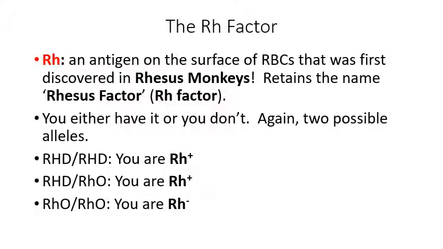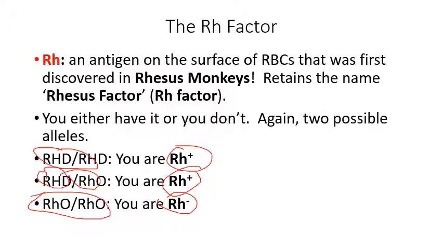If you have two of the dominant allele, then you'll be Rh positive. If you have one copy of the Rh plus and one copy of the Rh minus allele, you'll still be Rh positive. It's sort of like the A's and the O's and the B's that we saw before. But if you have two of the recessive alleles, then you're Rh negative. So what happens if you have an Rh positive mother carrying an Rh minus baby? That's not a problem. But what if you have an Rh minus mother carrying an Rh positive baby? That could be a problem.